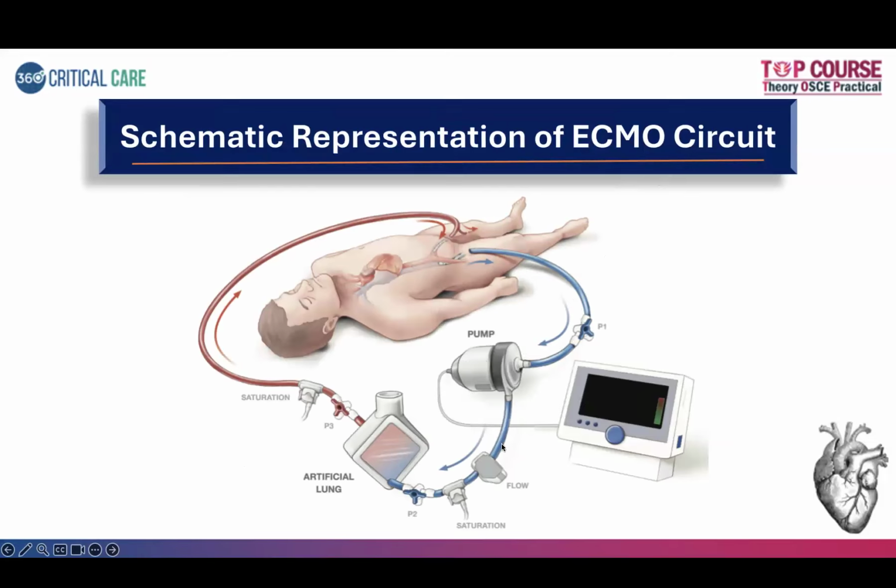So through that, it flows through the circuit, and also it goes into the artificial lung where oxygenation and ventilation occurs on an extracorporeal basis. And once the blood is oxygenated and the carbon dioxide is removed, again it returns back to the patient.